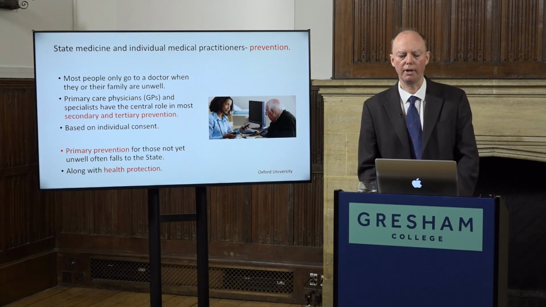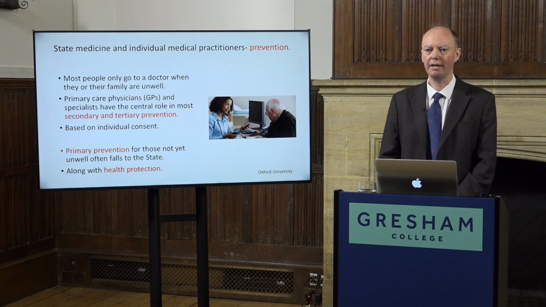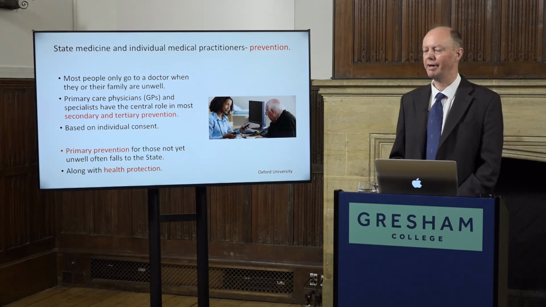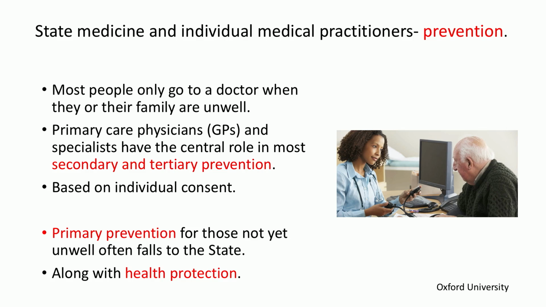The reality is that most people only go to a doctor when they or their family are unwell. And primary care physicians in the UK, GPs, and specialists in hospitals generally have the central role in secondary and tertiary prevention, in finding people who've got early disease or risk factors for disease, and then trying to intervene early to prevent that progressing. And this, importantly, is based on individual consent, because you can talk as a doctor, as a nurse, as another medical practitioner to the individual person and their family, and you can say, these are the risks, these are the benefits, this is what we think is a good idea, and then discuss the pros and cons.